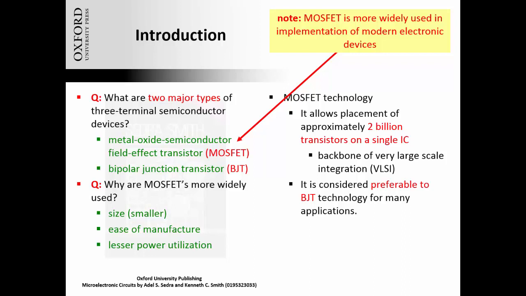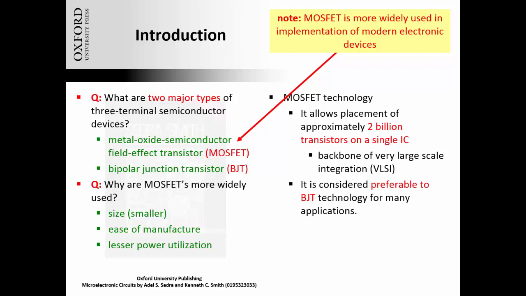And MOSFETs are considered preferable to BJT technology for many applications. But not all. BJT is definitely alive and well. You see them more in the power industry than you see them in the digital domain. In digital electronics, CMOS, complementary MOSFET technologies, is by far the most dominant.